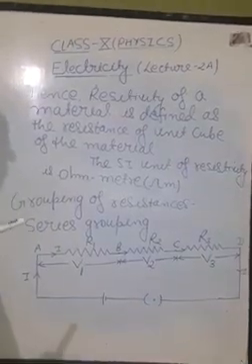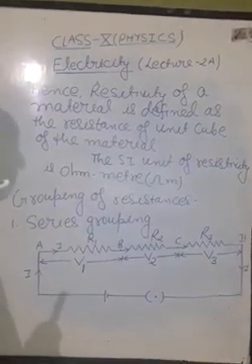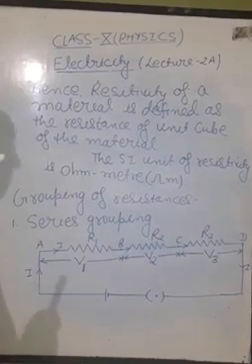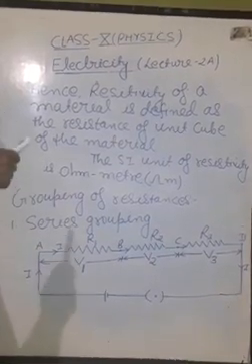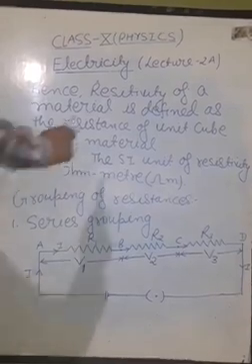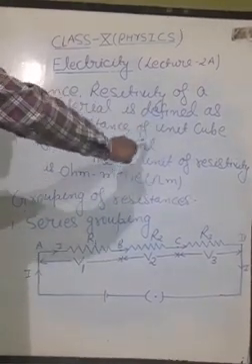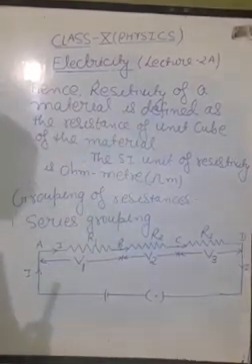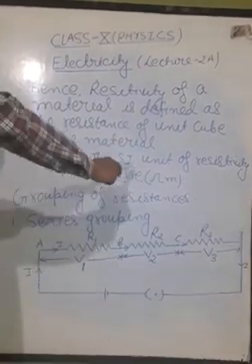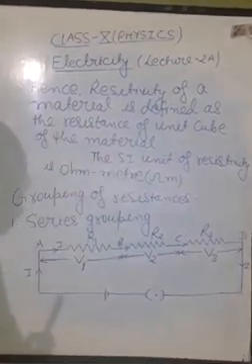If we take L equals 1 and A equals 1, then that solid will be a cube. Hence, resistivity of a material is defined as the resistance of a unit cube of that material. The SI unit of resistivity is ohm meter.